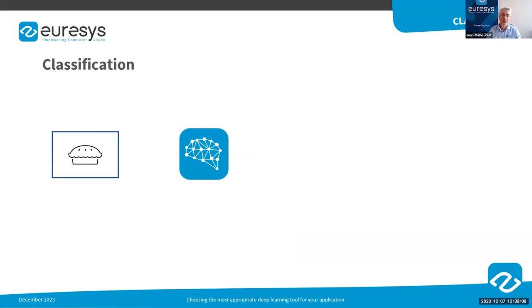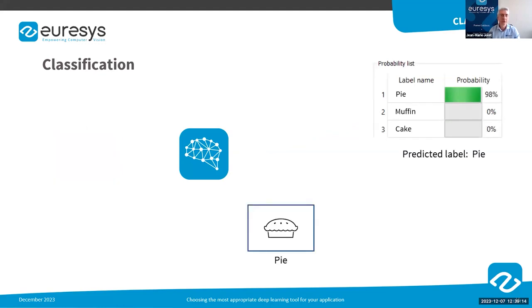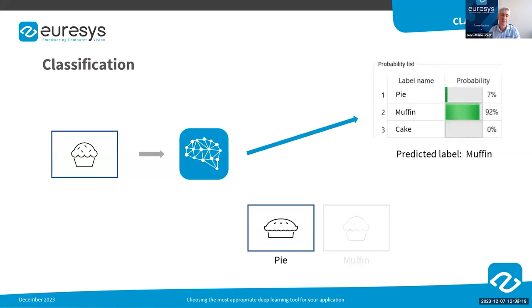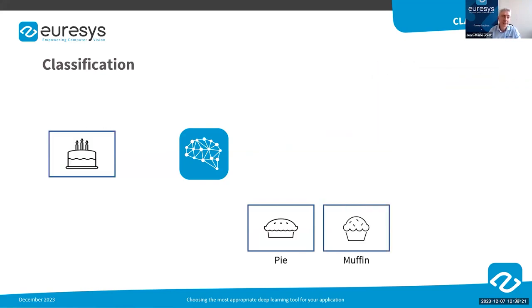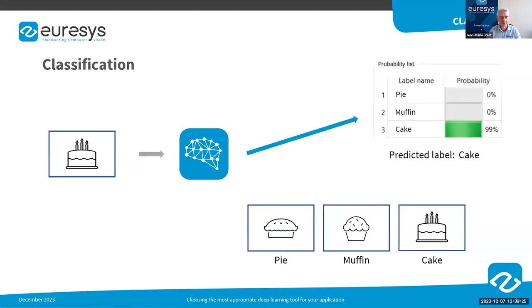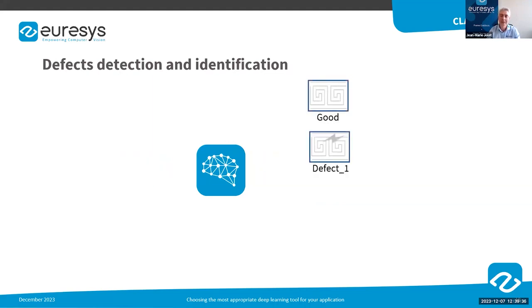After the training process, the classifier is able to classify images, which means that for any given image, it returns a list of probabilities that this image, this object, belongs to one of the classes that it has learned. In the case of defect detection, a classifier is able not only to detect defective products, but also to identify the type of defects.